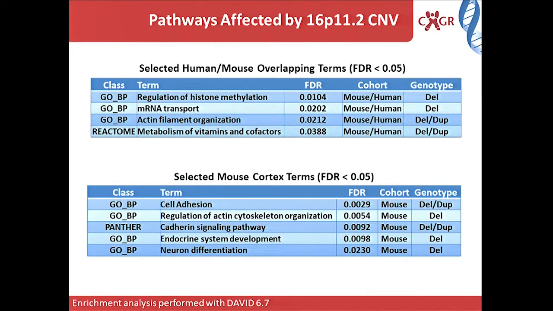And down here on the bottom, I've selected a number of the top hits that were specific to the mouse cortex, which included a number of terms previously implicated in autism, including cell adhesion and neuron differentiation. I'd also like to add that while the results missed significance for multiple test correction, we also saw intriguing evidence for the dysregulation of genes involved in adipogenesis and sugar metabolism in the mouse cortex, hinting at some of the mirrored BMI phenotypes that have also been seen in the disorder.